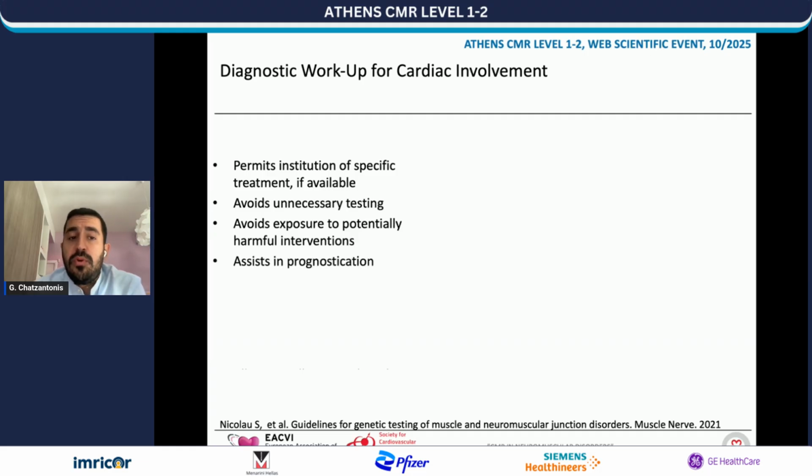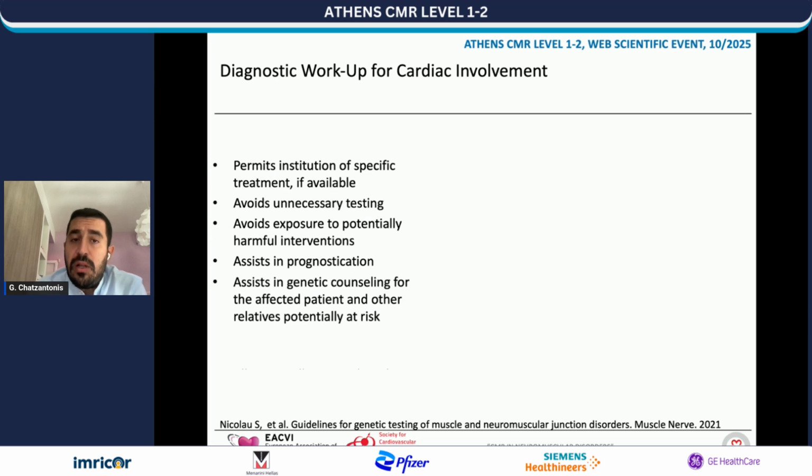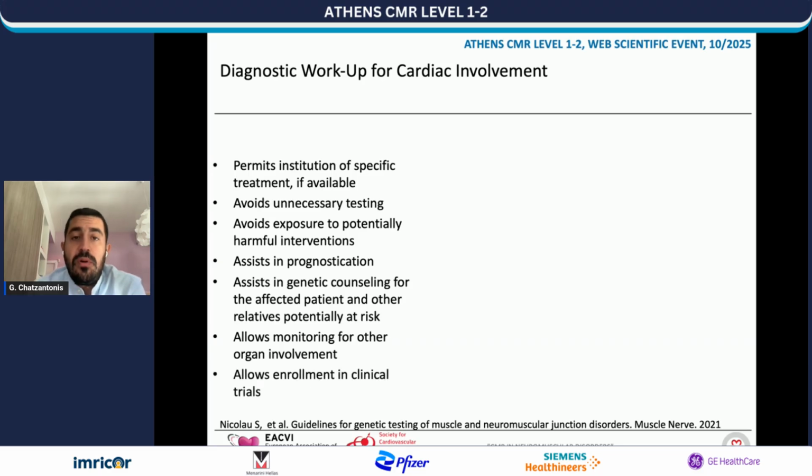We can assist prognostication, which is significant for the patient to know. We can assist genetic counseling for the affected patient and other relatives that are potentially at risk, and allows monitoring for other organ involvement. And of course, if it's possible and if we have a gene, we can collect more data in clinical trials and help the patients in the future.